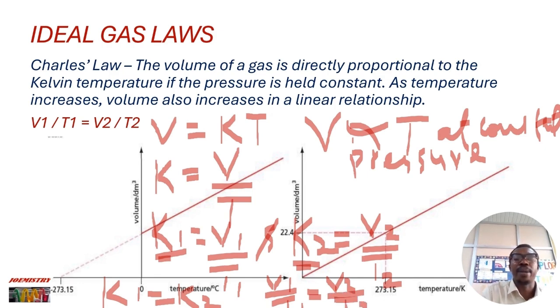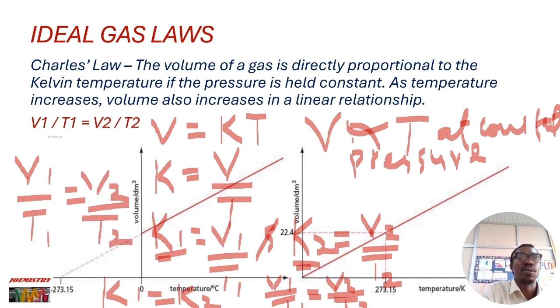This is the mathematical representation of Charles' law: V1 over T1 is equal to V2 over T2. That means the volume of a given mass of gas is directly proportional to its temperature at constant what? Pressure. So this is the mathematical representation. This is the graphical representation of Charles' law, and this is the mathematical representation.